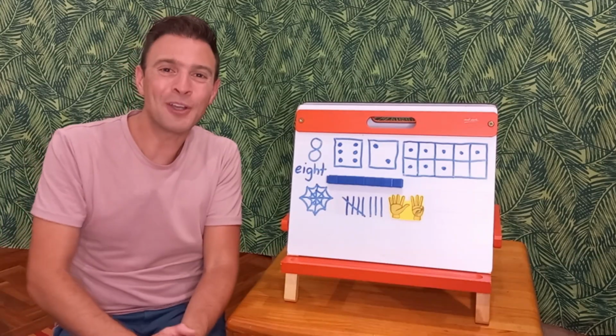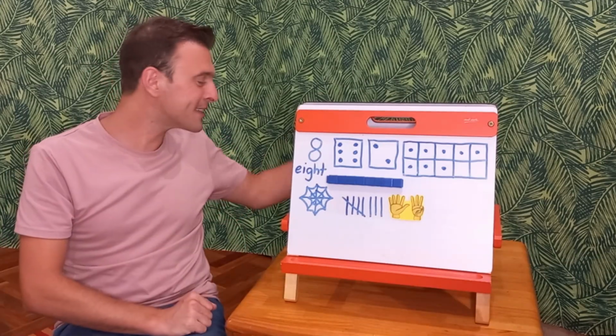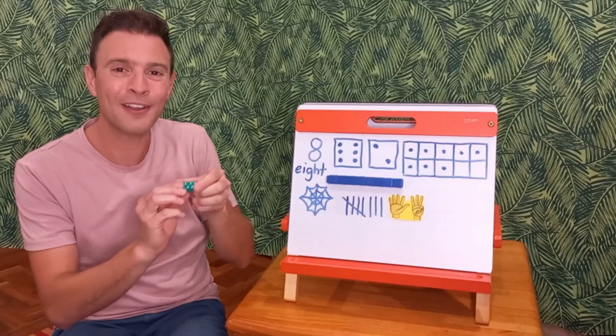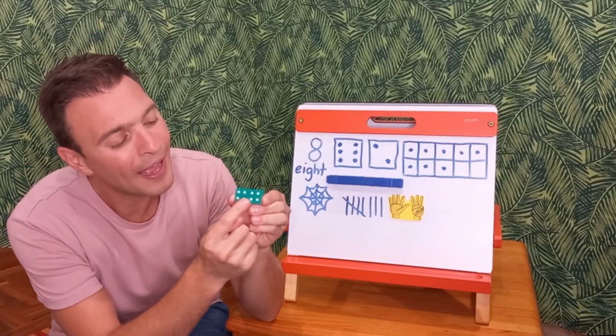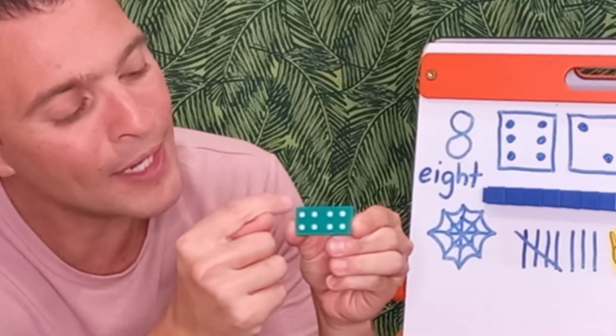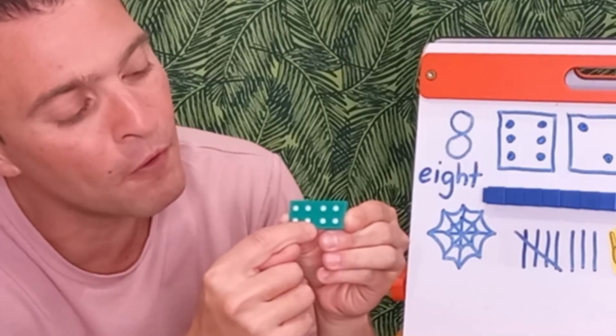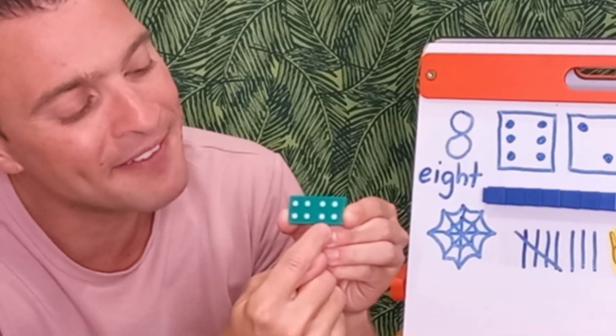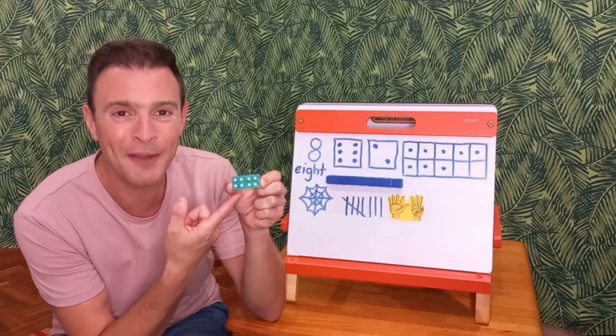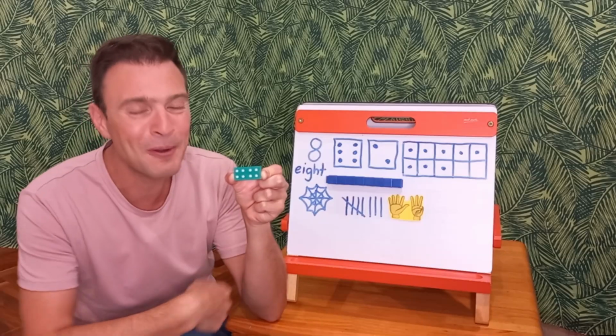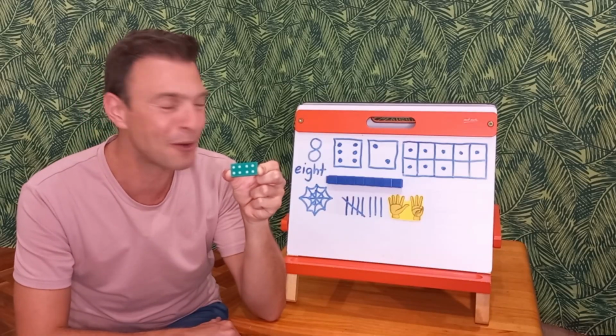Have you been playing with dominoes? Well, check out what I saw this week. I found a block that has 4 and 4. 1, 2, 3, 4, 5, 6, 7, 8. This is a great way to show that 4 and 4 makes 8. I'm going to put that on my board.